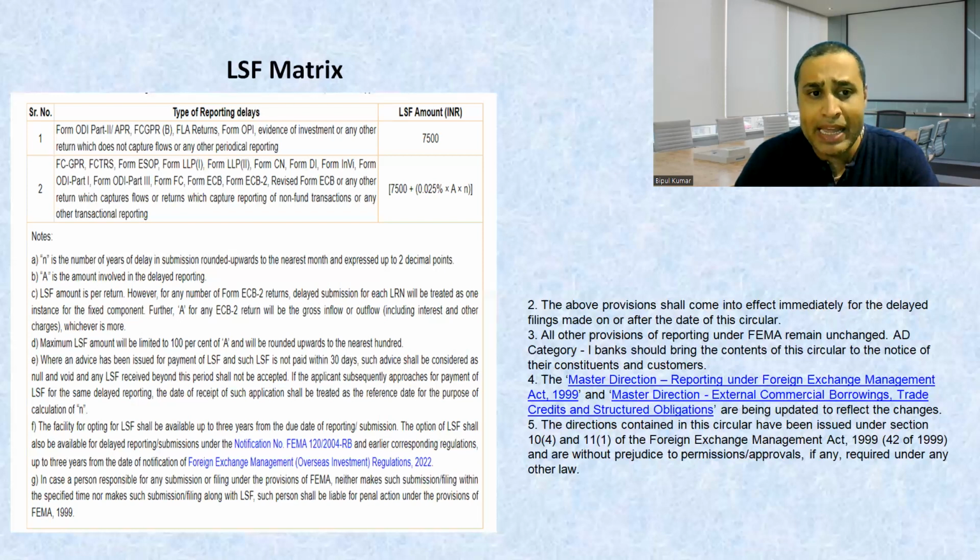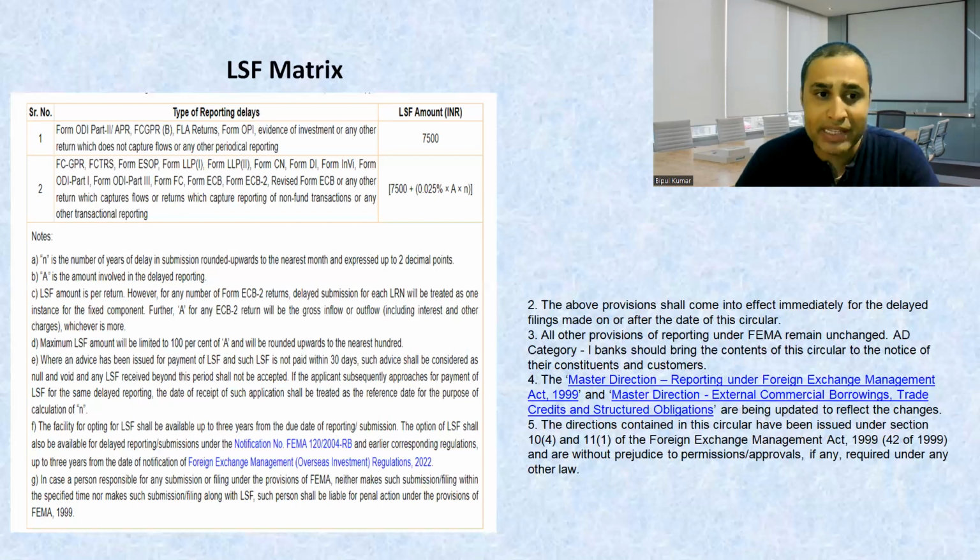Further, A for any ECB 2 return, that is a monthly return, will be the gross inflow or outflow, including interest and other charges, whichever is more. And the maximum late submission fee amount will be limited to 100% of the amount involved in the delayed reporting and will be rounded up to the nearest 100.